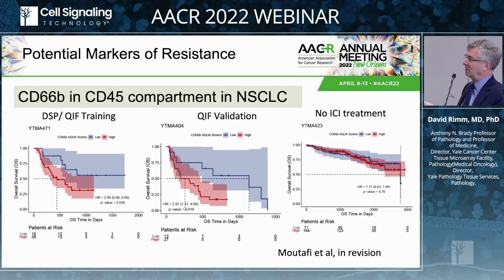Then we used a validation cohort. These are different cohorts; this one's more recent, and this is older cases, all treated with immunotherapy. And you can see we saw the same pattern. And then in an untreated cohort that precedes both of these, just lung cancers that were not treated at all, you can see that CD66 is not a negative prognostic marker, which is why we think it's associated with resistance or poor outcome in immunotherapy.